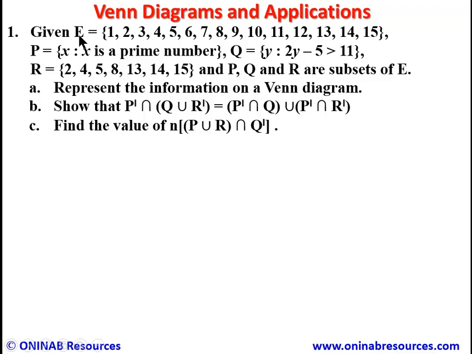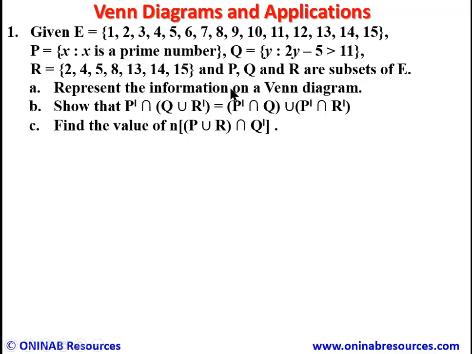1. Given E, that is the universal set, to be the set of 1, 2, 3, 4 up to 15. P is the set of x such that x is a prime number. Q is the set of y such that 2y minus 5 is greater than 11. R is the set of 2, 4, 5, 8, 13, 14, and 15. And P, Q, and R are subsets of E. So that's to say E is the universal set.